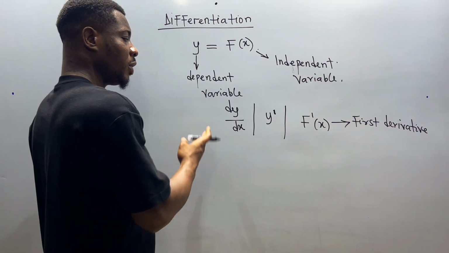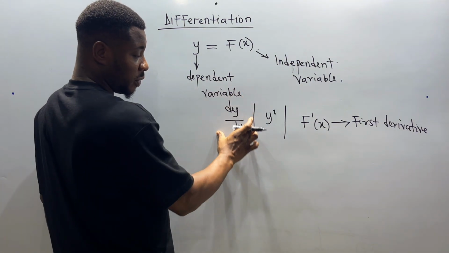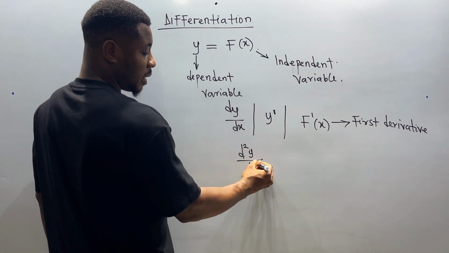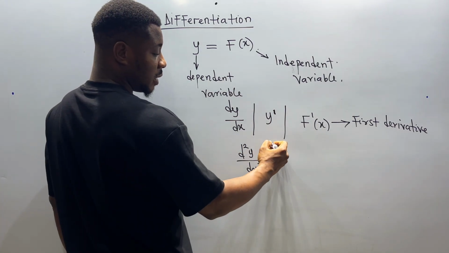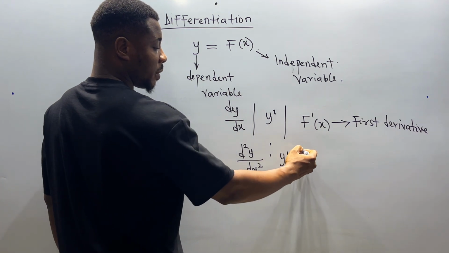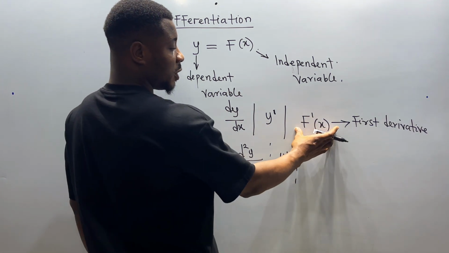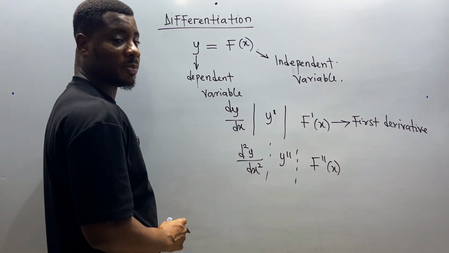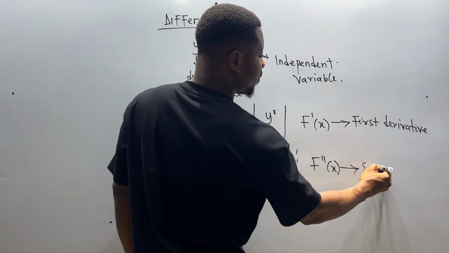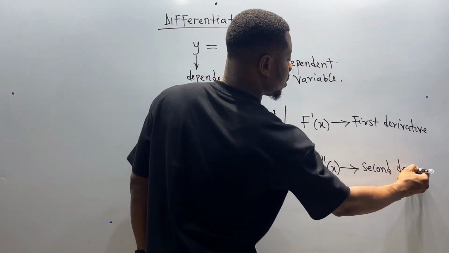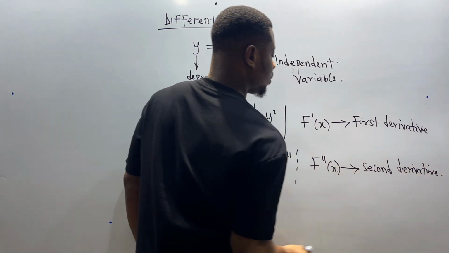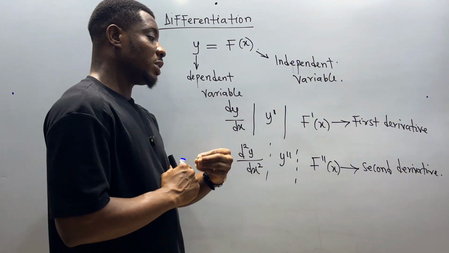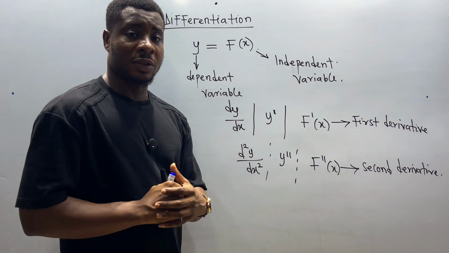Now, how about the second derivative? To write the second derivative, in terms of y and x, it is d squared y over dx squared. For this pattern, we write y double prime, while for this pattern, we write f double prime of x. What they all imply is the second derivative. If you understand what I've written here, then we go to the next step, which is the rules of differentiation.